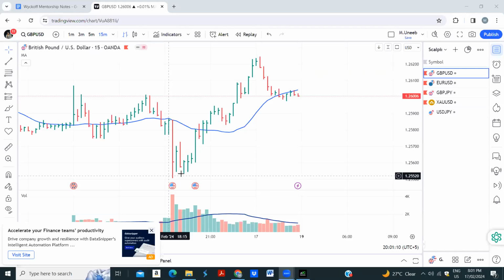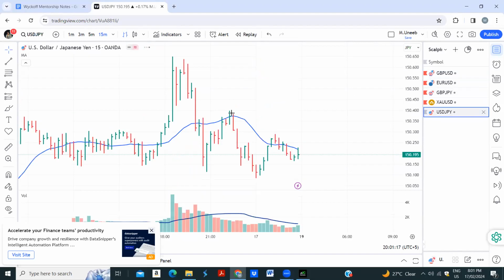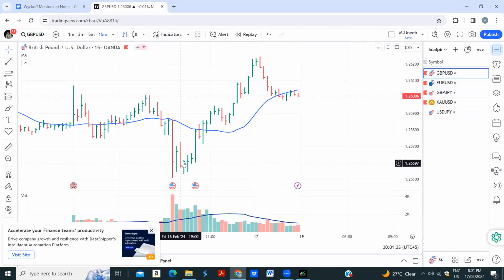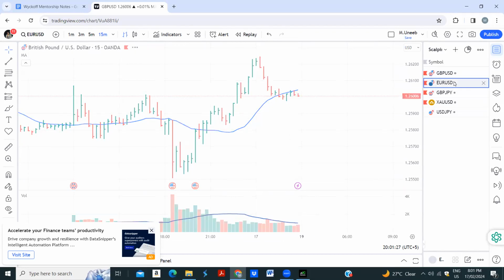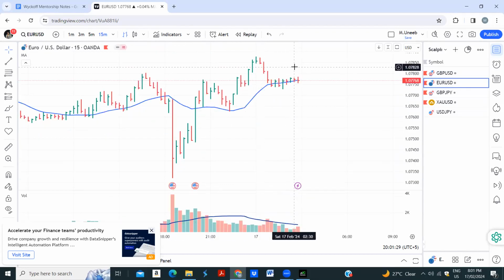Let's suppose the GBP USD is moving upwards and USD JPY is moving downwards. This is known as a negative correlation. Now compare GBP USD with Euro USD. GBP USD is going upward and Euro USD is also going upward. So this is positive correlation.